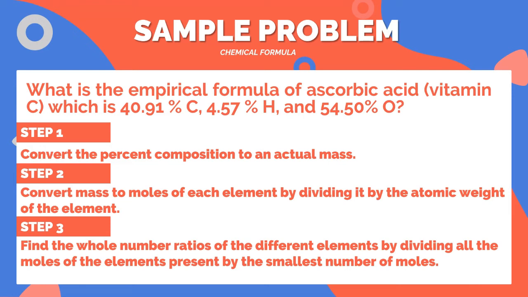Okay? The second step is to convert the mass to moles of each element by dividing it by the atomic weight of the element. And the third step is to find the whole number ratio of the different elements by dividing all moles of the elements present by the smallest number of moles.